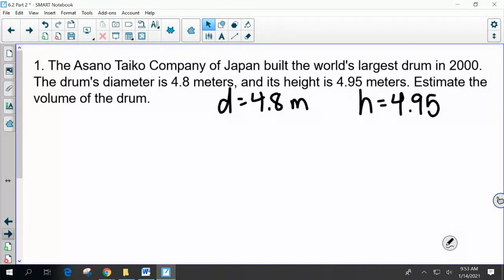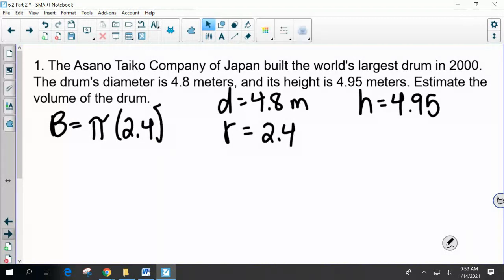Okay, so we first have to calculate capital B. Do you use a diameter with that? What do you have to get? You have to get a radius. So our radius is 2.4. So capital B equals pi r squared. So pi times 2.4 squared. Okay, so what is 2.4 squared?